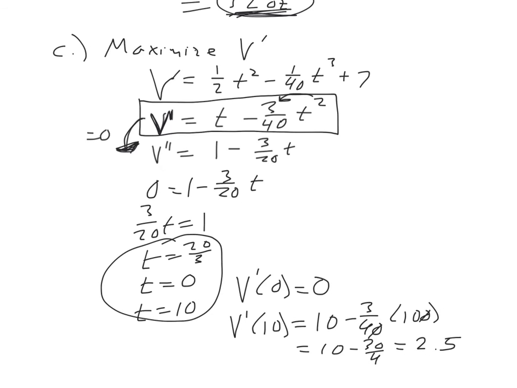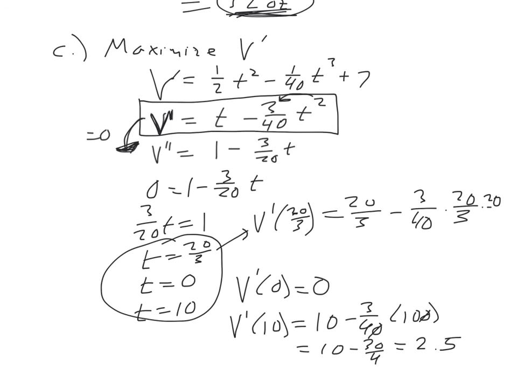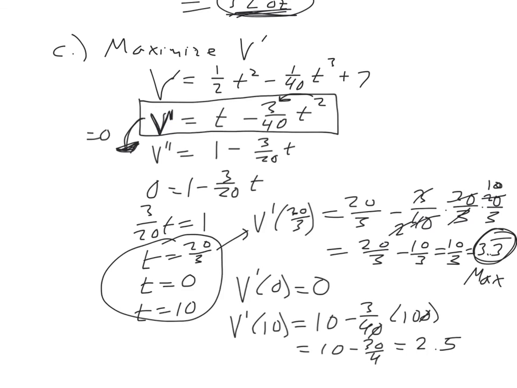Now really all I need to do is check for this 20/3. So what is V prime of 20/3? It would be 20/3 minus 3/40ths times 20/3 squared. I think it might be easier for me to just write 20/3 twice, because I can see this is going to cancel. This 20 is going to reduce this down to a 2, and that 2 will drop this down to a 10. So this is looking like 20/3 minus 10/3. That's 10/3, which is 3.3 repeating. So this one is the maximum rate.